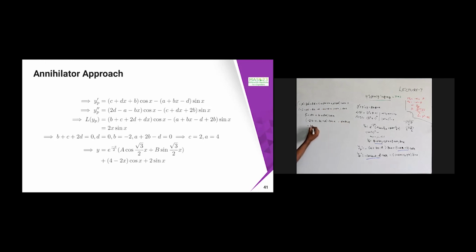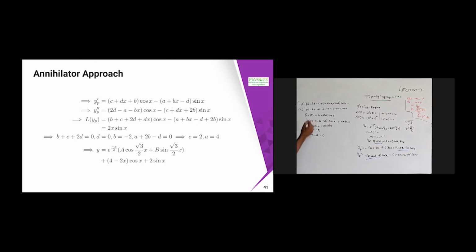Now if I compare the sin x term alone, I am going to have dx into sin x equal to 2x sin x. So sin x and x cancel, and you are going to have b equal to minus 2. Now if I compare here, b is equal to minus 2, therefore this is going to become minus 4. Plus 4 minus a plus d into sin x, but there is no sin x term over there. Therefore this is going to become 0.